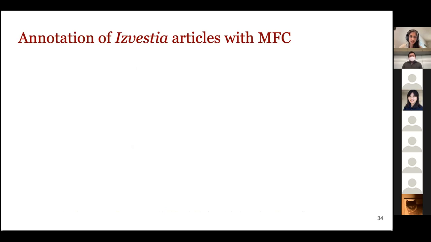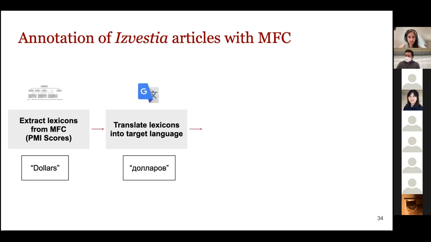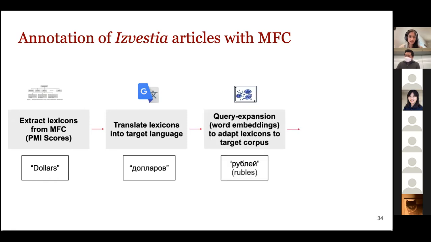What we started with is a lexicon-based approach with a query expansion step. So we start by deriving lexicons from the Media Frames Corpus to identify words that are associated with each frame using word statistics. So here we might infer that the word dollars is associated with the economic frame. We then just directly translate these lexicons into Russian. So here we would get the Russian word for dollars. We then take word embeddings that are trained on our target corpus, that are trained on the Russian newspaper articles, and we use them to add words to our lexicon based on embedding similarities.